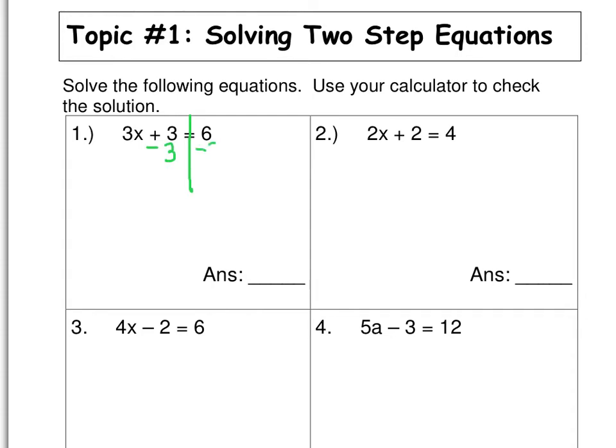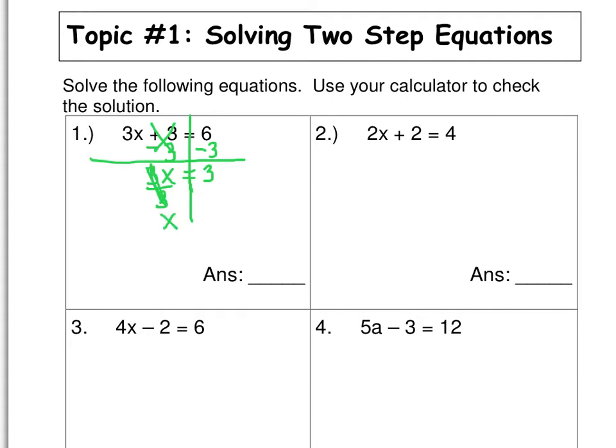So whatever I do to one side, I do to the other side. So I'm going to subtract 3, and then that goes away and zeroes out. I bring down the 3x. There's my equal sign, and 6 minus 3 is 3. Now I have to do one more step to solve the equation. This is multiplication. The opposite of multiplying by 3 is dividing by 3. So I'm going to divide by 3 because I get 1. 3 divided by 3 is 1, and now I have x alone.